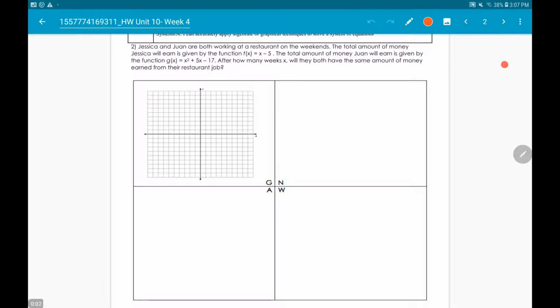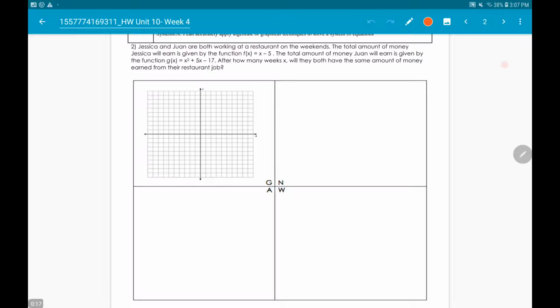Hi guys, so this video is a review of systems of quadratics, and we wanted to go over the exit ticket from Friday since there was a lot of misconceptions on there. So I'm going to start with my table.